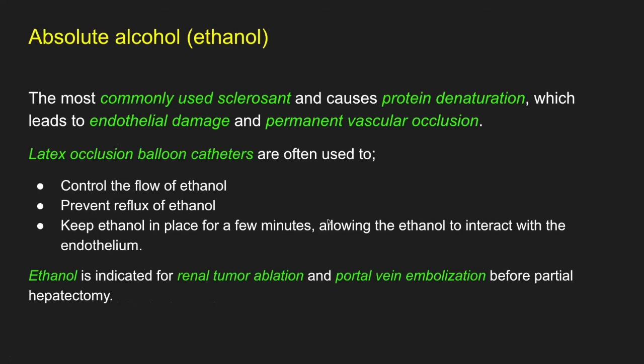So absolute alcohol, which is ethanol, is the most commonly used sclerosing agent, and it causes protein denaturation. The way they work is they cause protein denaturation, which leads to endothelial damage and permanent vascular occlusion. When you're using this, it is sometimes very important to use latex occlusion balloon catheters, which offer control of the flow of the ethanol, prevent reflux of the ethanol, and keep ethanol in place for a few minutes, allowing the ethanol to interact with the endothelium and cause the desired embolization.